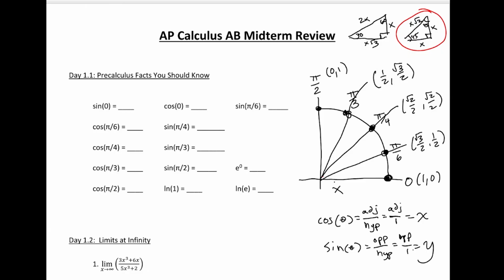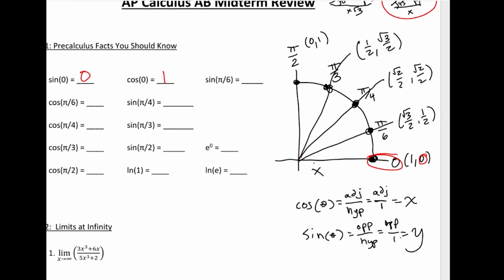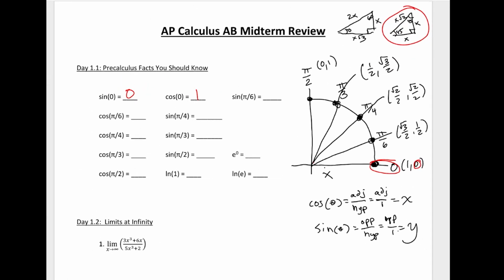Sine of 0, we're going to look at 0 radians, and we're going to report back the y coordinate. So sine of 0 is 0. Cosine of 0, that's going to be the x coordinate, and so that's just going to be 1. Sine of pi over 6 is going to be the y-coordinate of pi over 6. That's going to be 1/2.